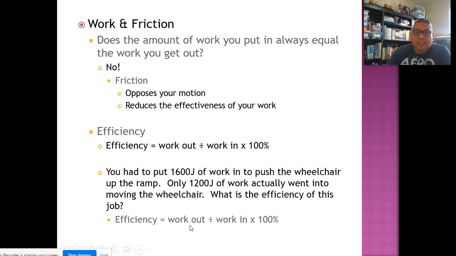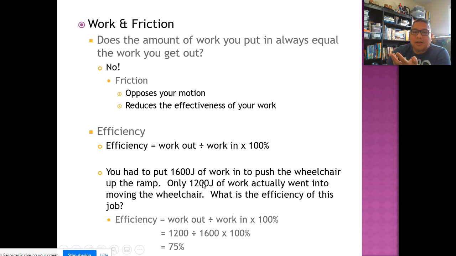Okay, so in this case, efficiency is work out over work in, and the answer will be 75%. Now, Mr. Cruz, it looks difficult. Well, here's the thing. There's no engine or machine that will produce 100% efficiency, which means that if you're getting, let's say, 110%, then you are doing it wrong.